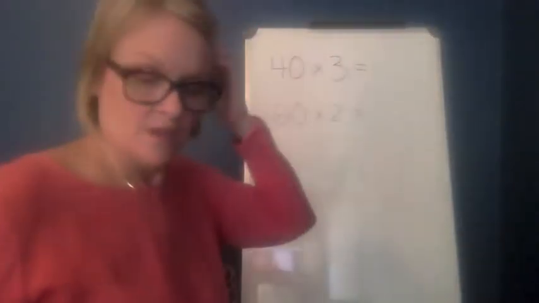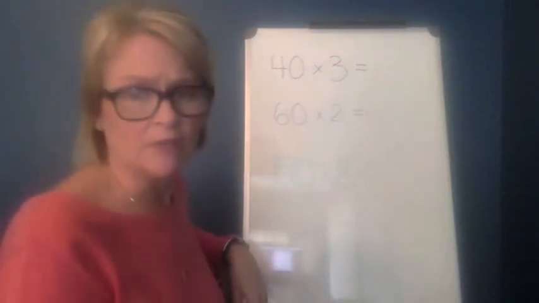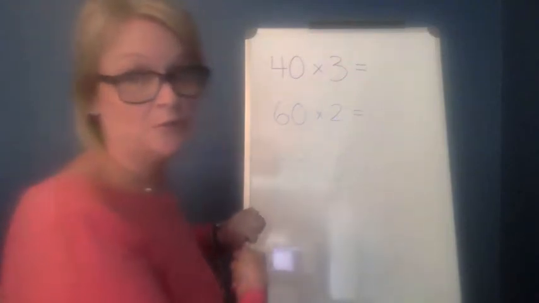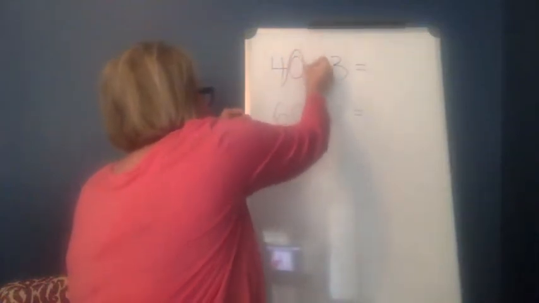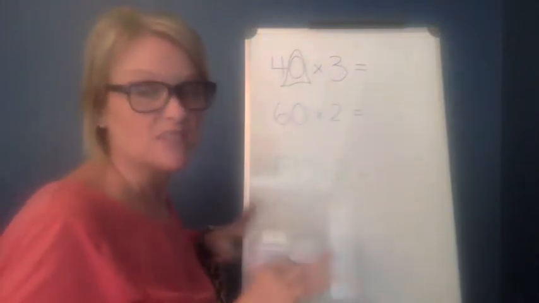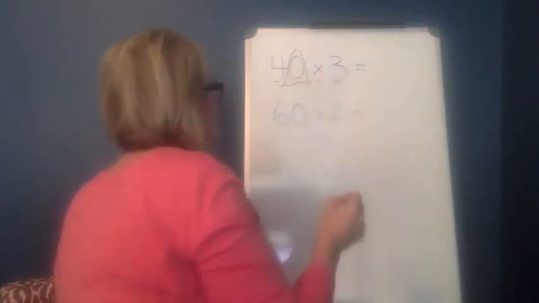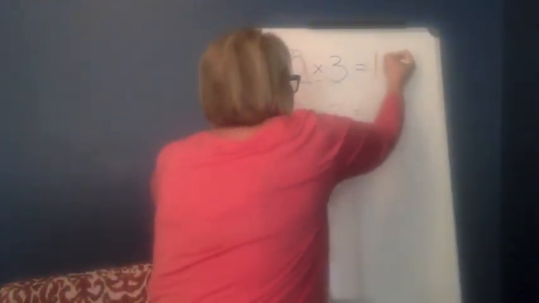So let's do the first one. If I look up here, I have a problem. 40 times 3. Well, 40 times 3, that's a big number. I don't think I can do that one in my head. So what I'm going to do is use Harry Potter's invisibility cloak. Watch this. I'm going to put an invisibility cloak over this 0 so that we can't see it. I'm going to pretend it's not even there. It's invisible. And then what I'm left with is 4 times 3. Well, you guys know what 4 times 3 is. That's easy, right? 4 times 3 is 12.